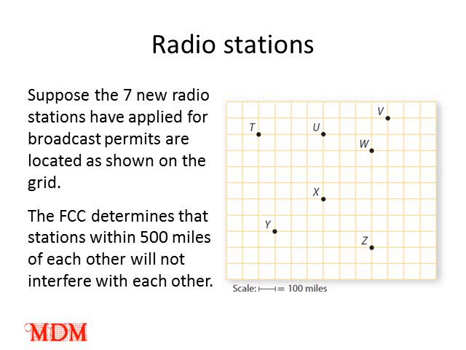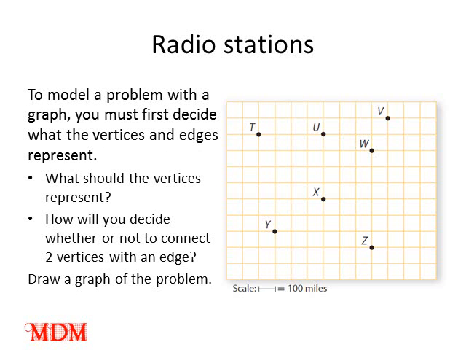Working on your own, begin modeling this problem with a graph. Remember, to model a problem with a graph, you must first decide what the vertices and edges represent. What should the vertices represent? Notice that on the grid, the vertices are already shown for us. Each of those vertices represents a radio station, one of the 7 radio stations that have applied for permits to start broadcasting in the same region of the country. So the vertices represent the radio stations.